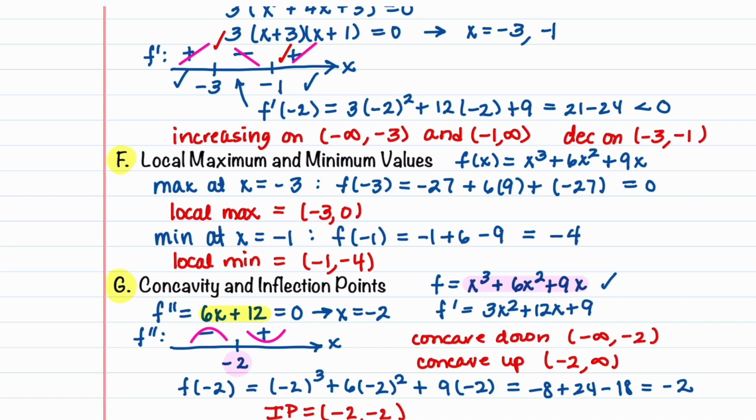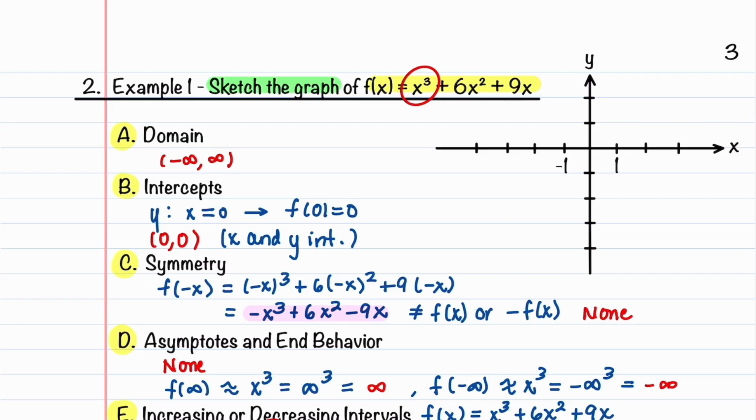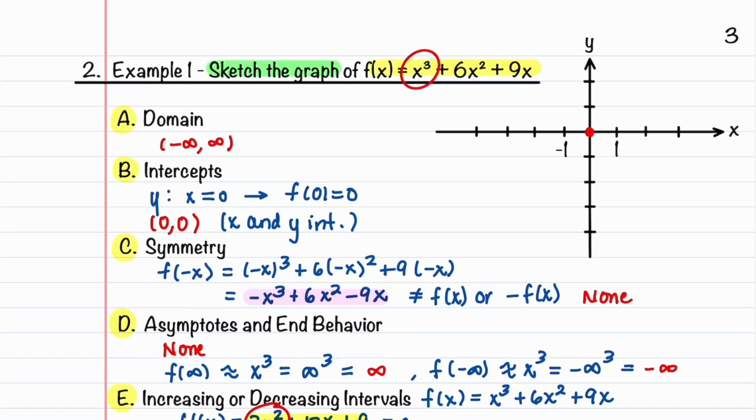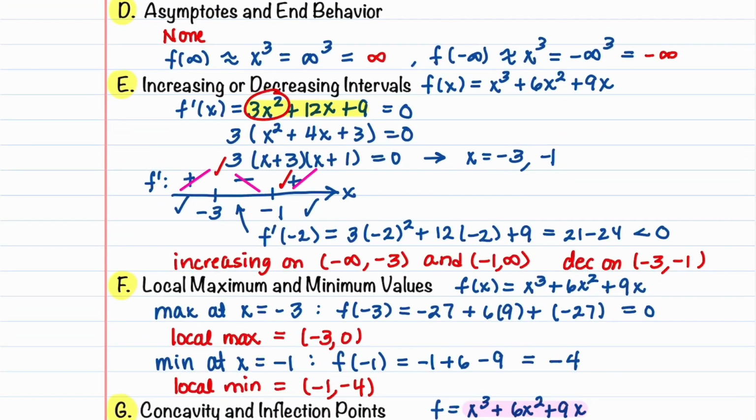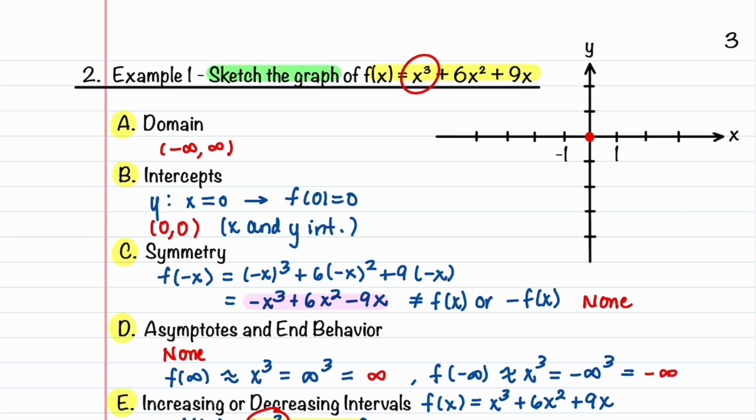Now we can go ahead and put all of this on our graph. Let's go back up to the top. I think the best thing to do is to first put all the points that we calculated on it. We found that we have an intercept at (0, 0). Let's go down here and see what else we found. We have a local max at (-3, 0) and a local min at (-1, -4). So our max is (-3, 0).